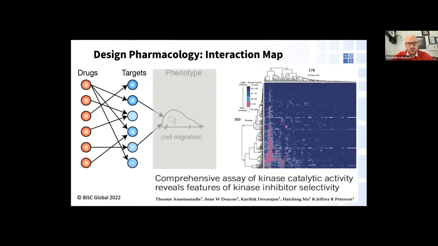So into the details. We have a drug, we have a target. We obviously have data which shows how the activity of the kinases changes at a certain concentration of drug. You can obviously formalize this in terms of an activity matrix. And then this kind of information can now be used to answer two things.